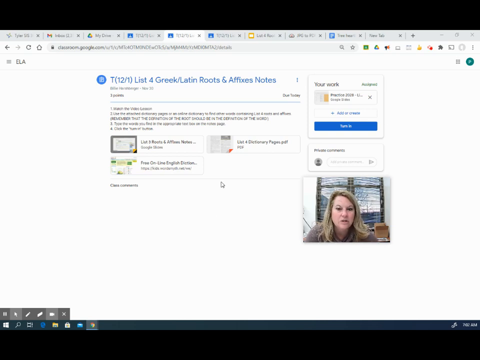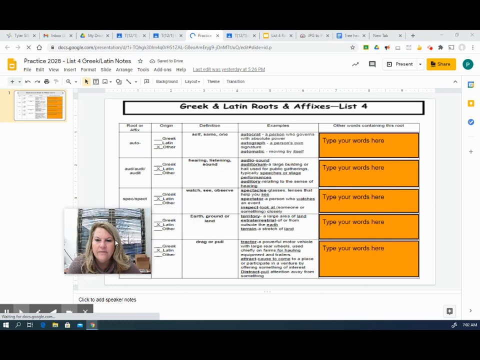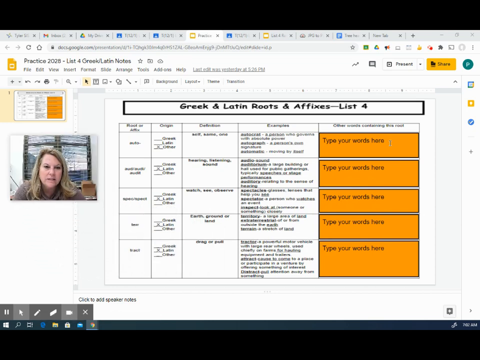This page is also found in your word work folder in the roots and affixes section. So we're going to take a look at your notes page. So I'll go ahead and click this. Obviously the one in your folder doesn't have these orange boxes for you to fill in, but it does have the rest of this information. So this is what we're going to be working with today.